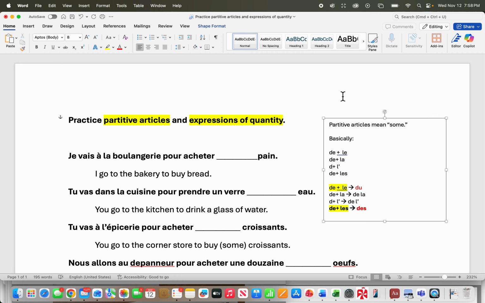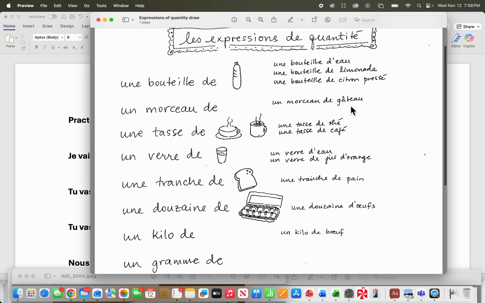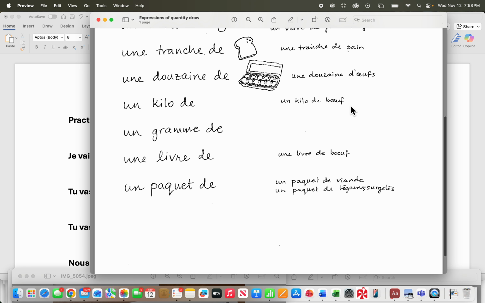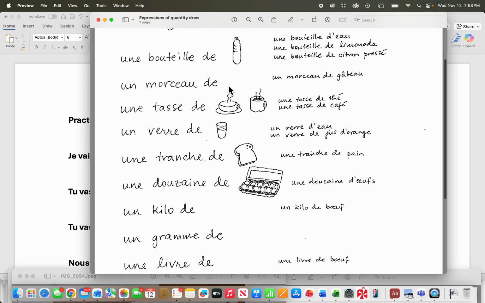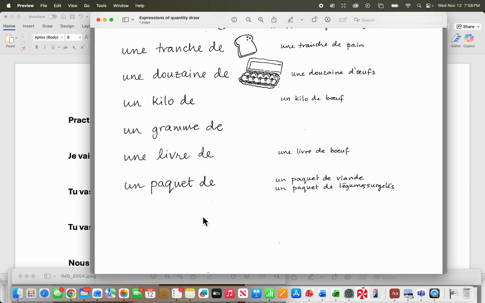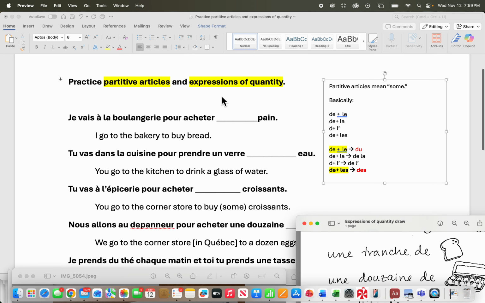Okay, so what do we mean by expressions of quantity? Remember, you took notes on a video that taught you about these expressions of quantity. They are set expressions that always end in de. And you guys added to this, you added beaucoup de and un peu de. A lot of and a little bit of. Okay, so with all that in mind, let's go over this.